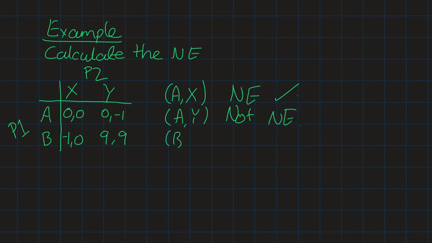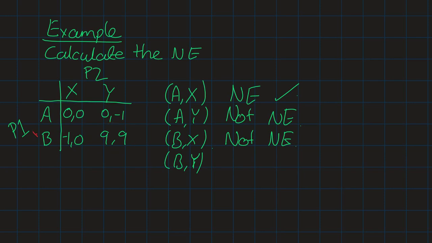Let's move on to the next one, which is BX, which is this one here. If player 1 changes from B to A, they go from -1 to 0, which is an improvement. So again, player 1 wants to change, which means that this is not a Nash equilibrium. Lastly, let's do BY, which is this one here.